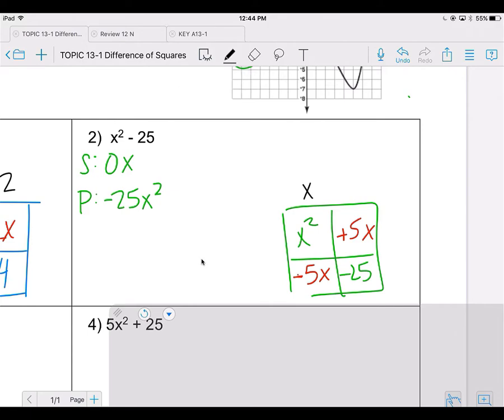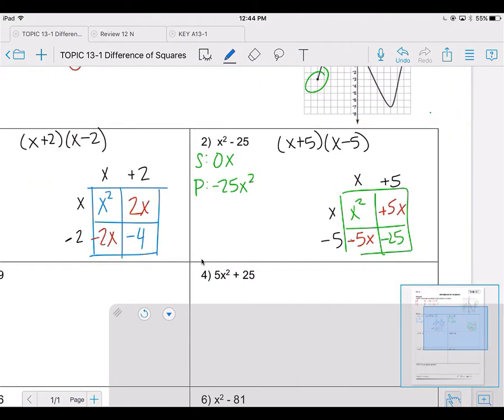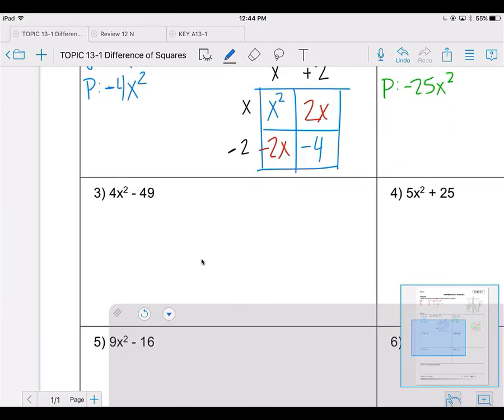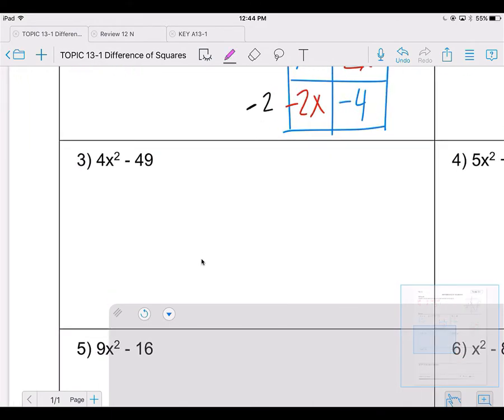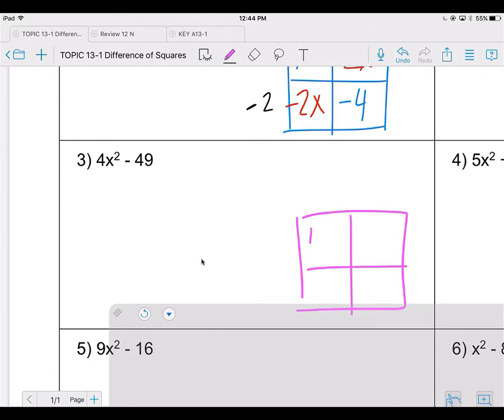Take out my GCFs. I have an x and a +5, an x and a -5. So I have x plus 5, x minus 5. Problem 3, we look for a GCF. 4 is 2 and 2, 49 is 7 and 7. There's nothing that they share, so I can go straight to the box.